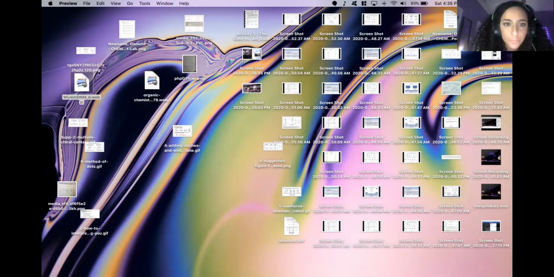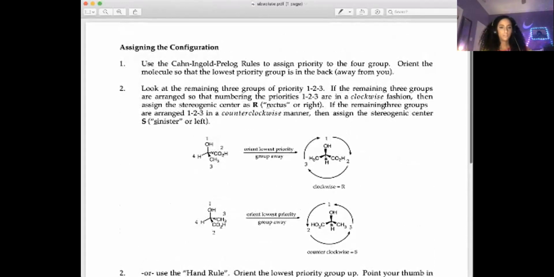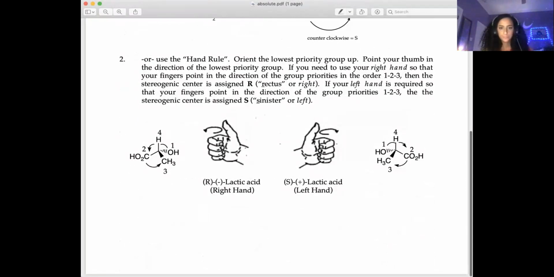It's basically called the hand rule. Oh, here it is. I found it. Share screen. Okay. So this is telling you how to do the left right, or use the hand rule. So orient the lowest priority group up.